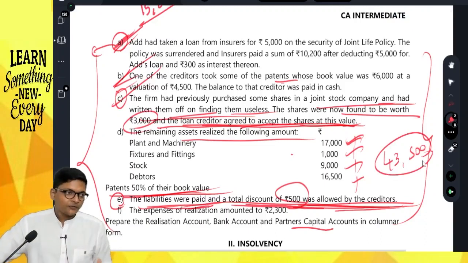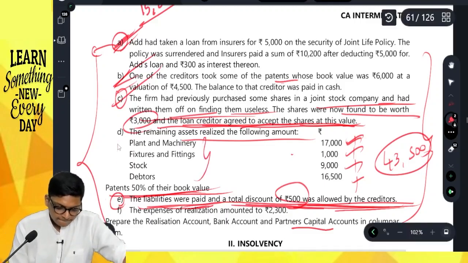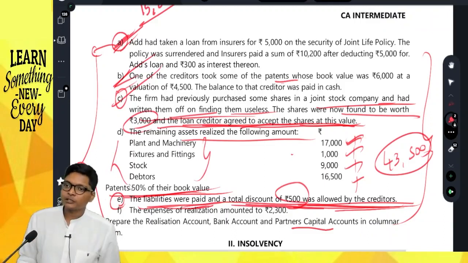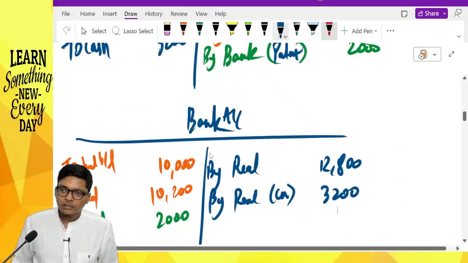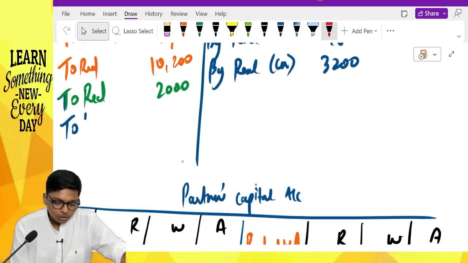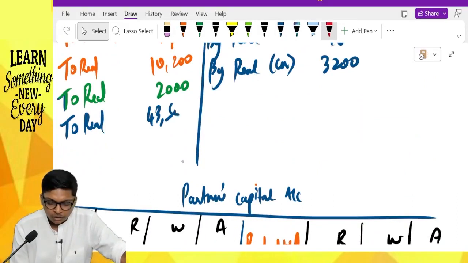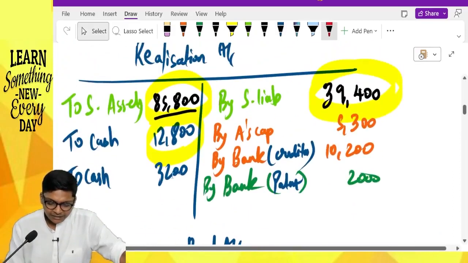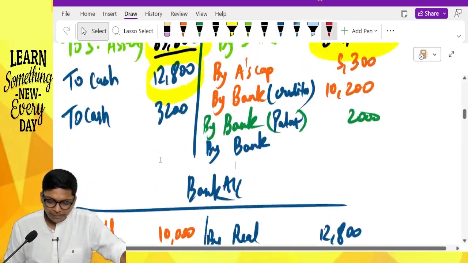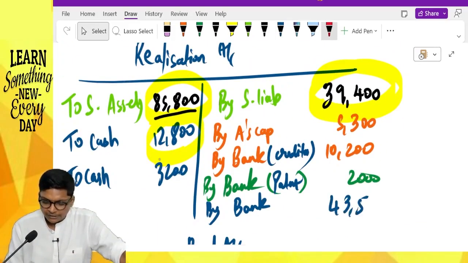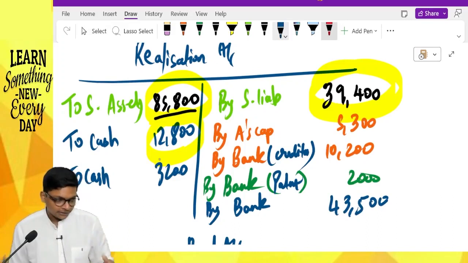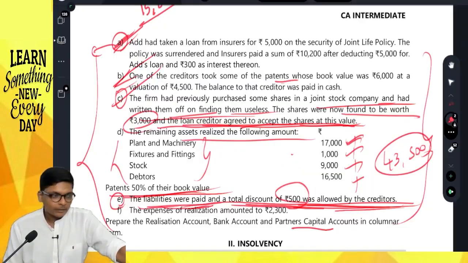The remaining assets realized are the following. What are the remaining assets? These four. Clear? 17,000, 9,000, 16,500, 43,500. Entry, guys: bank to realization. So realization amount received, 43,500, bank account debit. Realization, credit side, by bank 43,500. Are you all able to follow? Understanding? Done, guys? Clear?